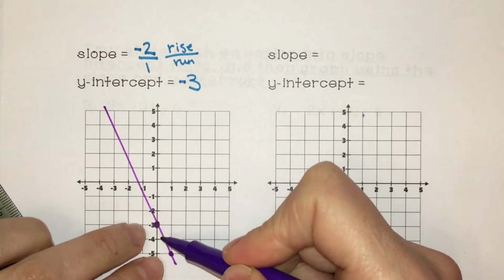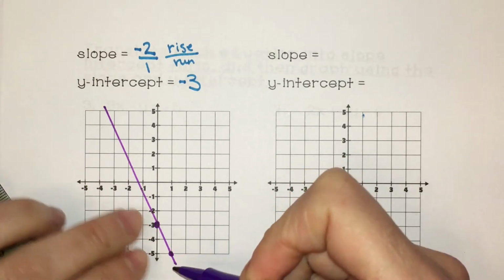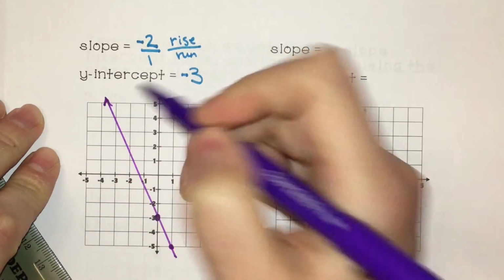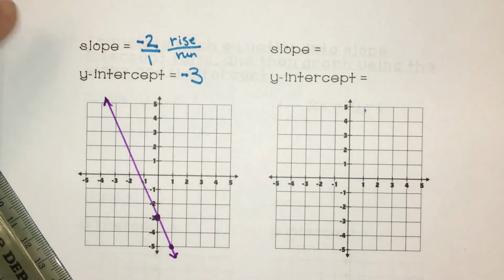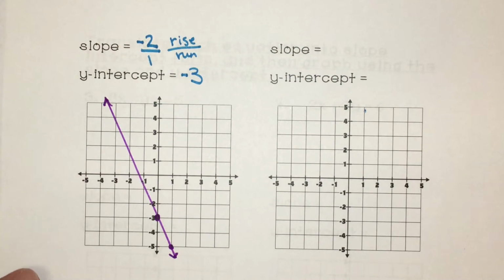Make sure you don't just connect between the two dots because your graph continues going on. So it shouldn't be a short little line. It should span your graph because it will keep going. All right, next one.